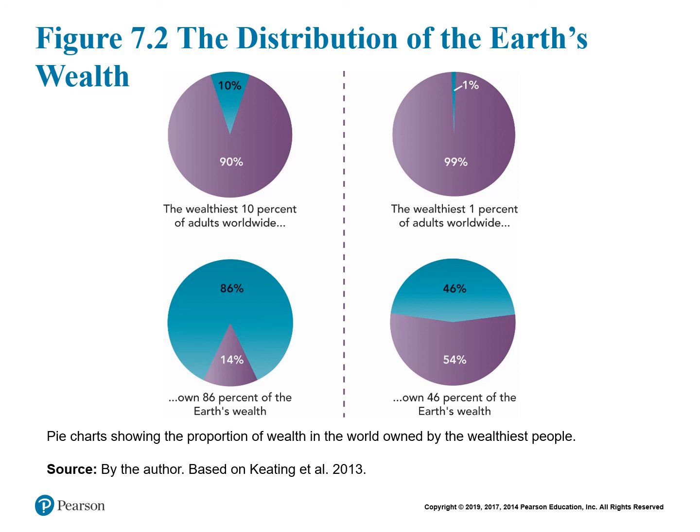Here you see the distribution of the Earth's wealth, and so this is worldwide. In the next chapter, we'll see what it looks like in the United States. So on the left side, you see two pie charts where the wealthiest 10% of adults worldwide own 86% of the Earth's wealth. On the right side of the dotted line, we see the wealthiest 1% of adults worldwide own 46% of the Earth's wealth. So these are showing the proportion of wealth in the world owned by the wealthiest people.